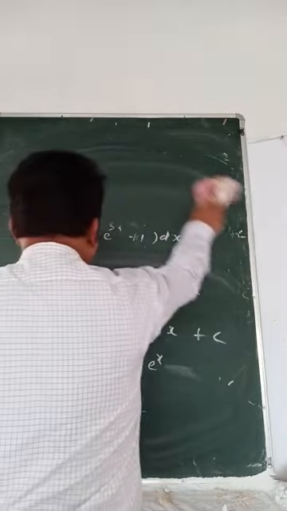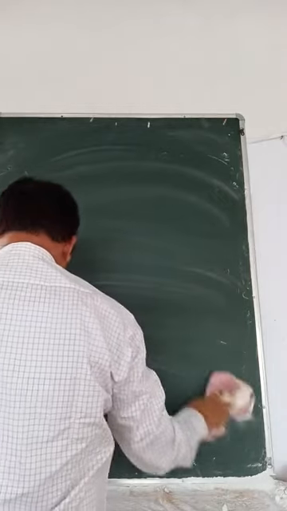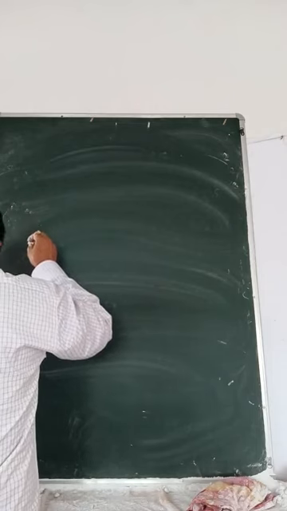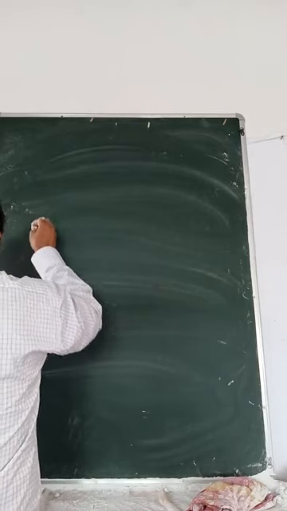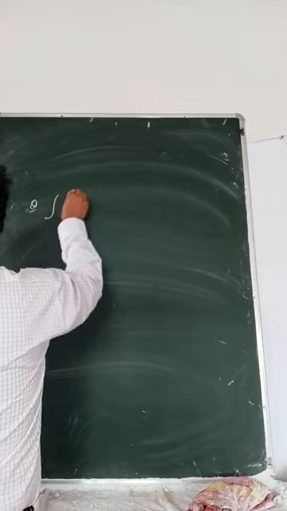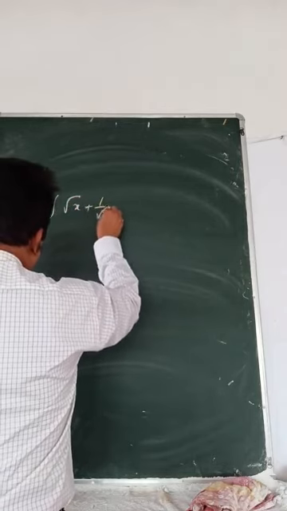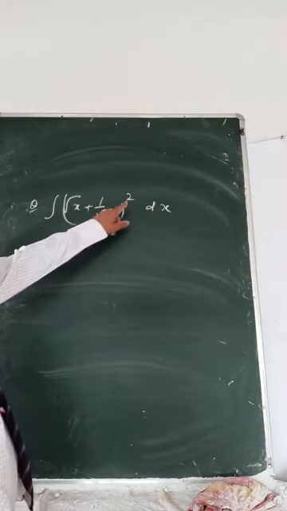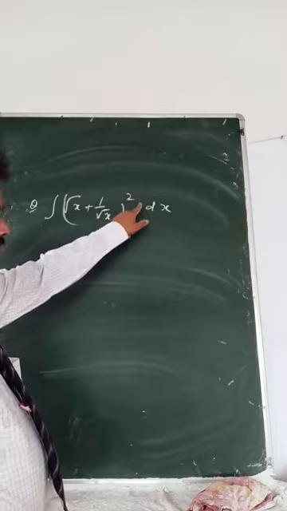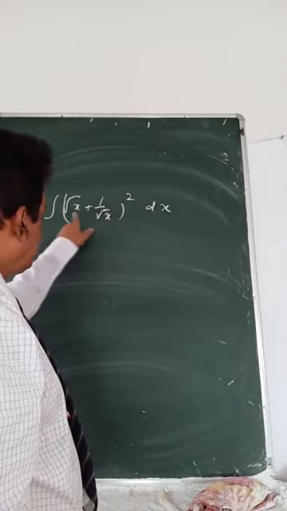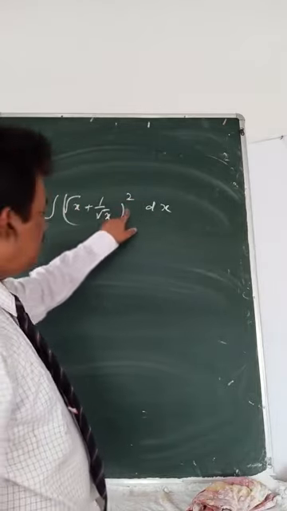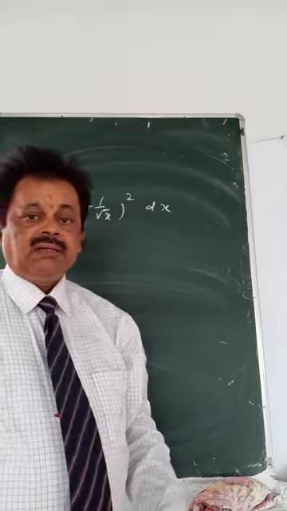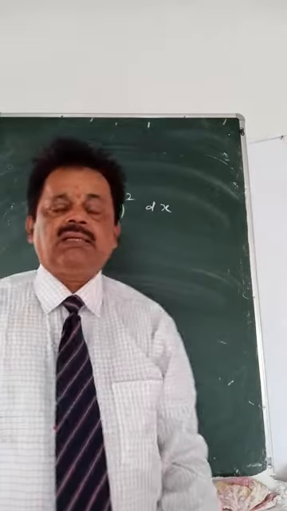Suppose I got (root x plus 1 by root x) whole square. Remember, nth formula cannot be used here. Nth formula is used when the derivative of base is constant. The derivative of base is not constant here, so we cannot use directly nth formula. So this is a very important part, we will be discussing it afterwards.